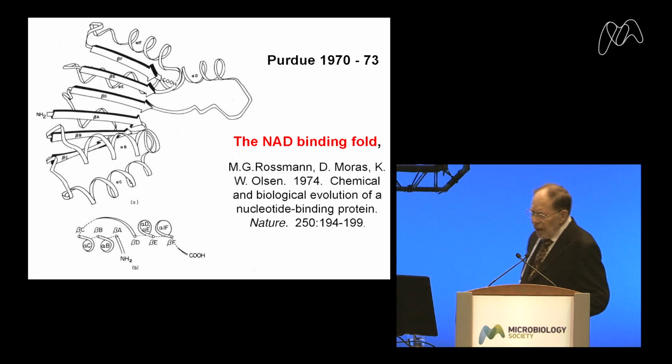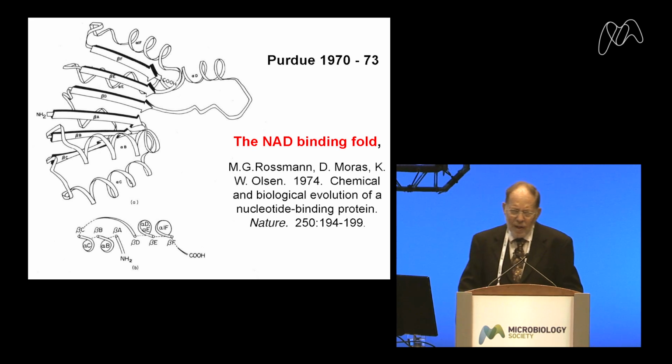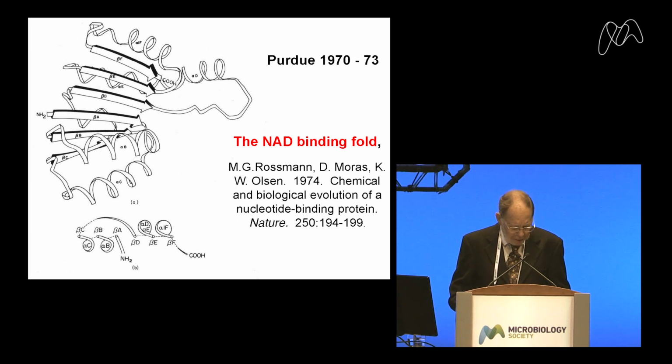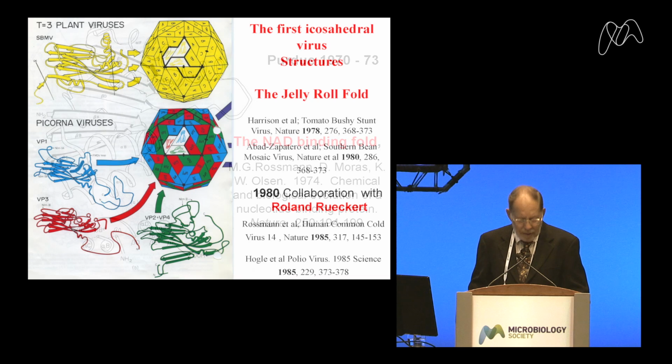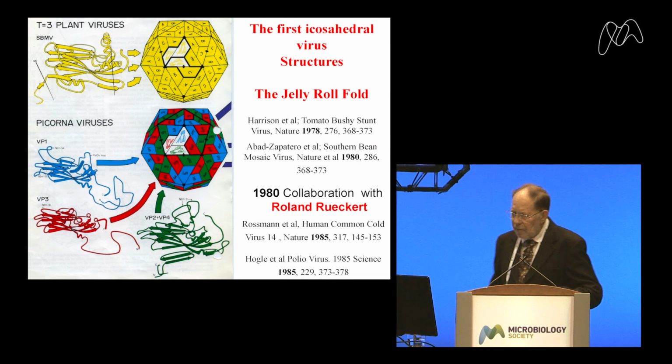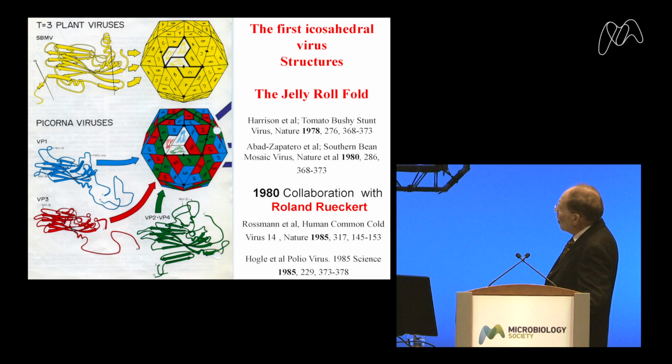And that structure, which we discovered on looking at various dehydrogenases in the late 60s, early 70s, is probably the most common fold found in all structures, and now also in genome sequences, because you can recognize it by the sequence of amino acids or sequences of nucleotides. With that discovery, I felt it was time we could start working on viruses. And as I said, we started working on plant viruses. The first plant virus structure was determined in the early 70s.